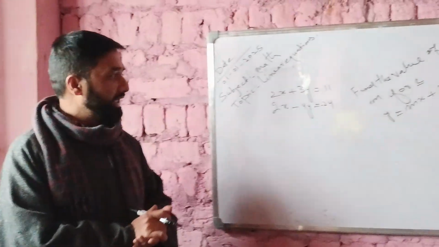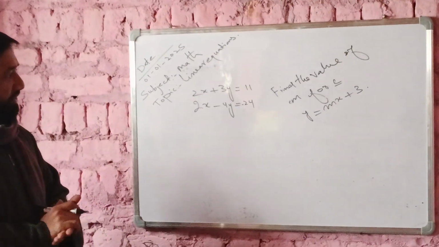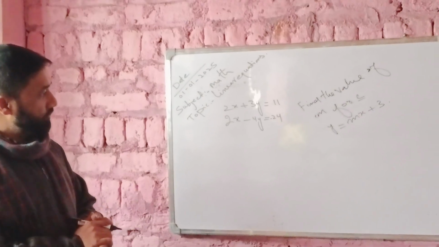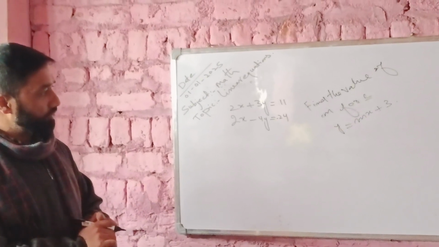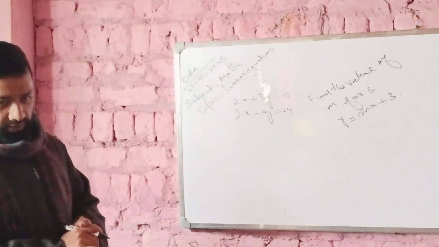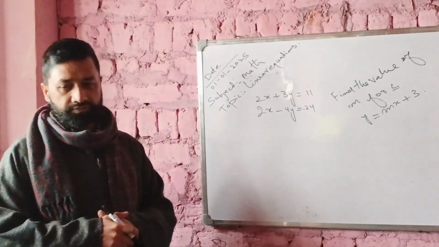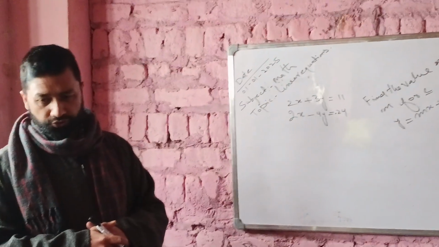Today we have one more pair of linear equations: 2x plus 3y is equal to 11 and 2x minus 4y is equal to minus 24. We need to solve this pair of linear equations by using the substitution method.